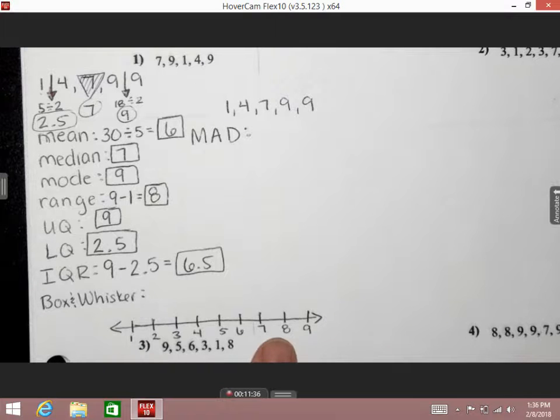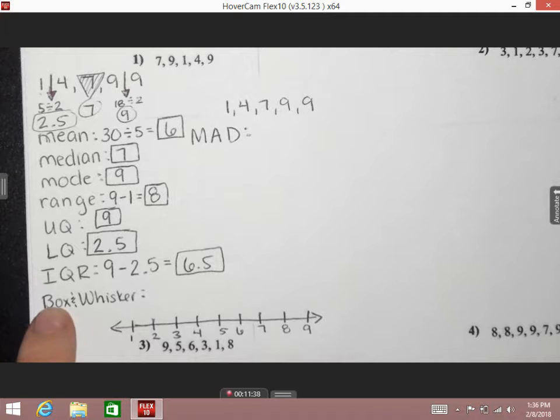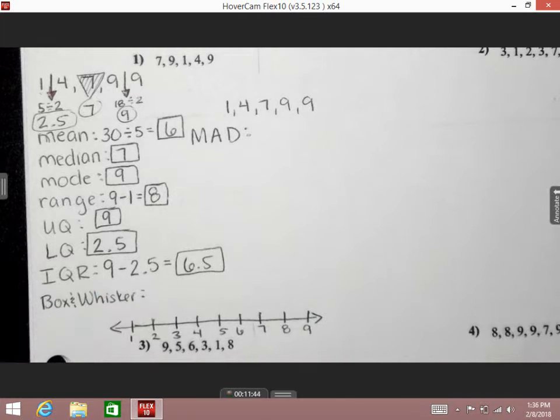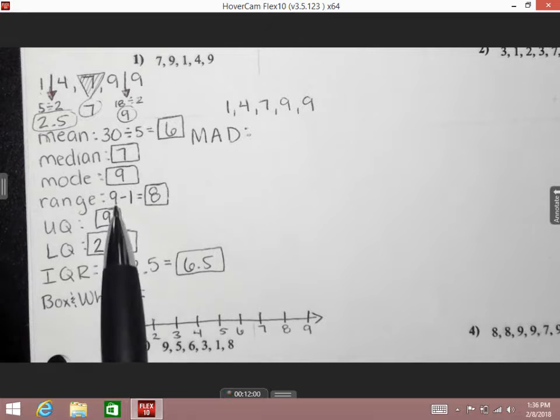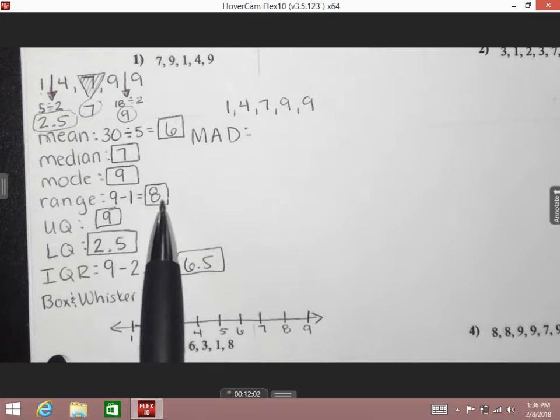All right. So I have my number line. Now I've got to start drawing my box and my whiskers. What is one thing that I need? I'm sorry, I'm going to pause for a second because I jumped the gun a little bit. Can you explain again how to get the range? The range is the biggest number minus the smallest number.